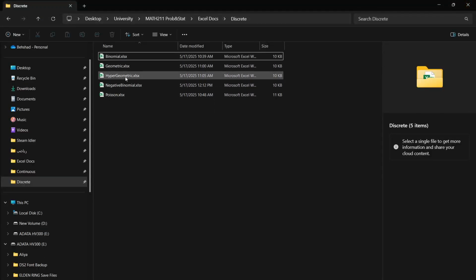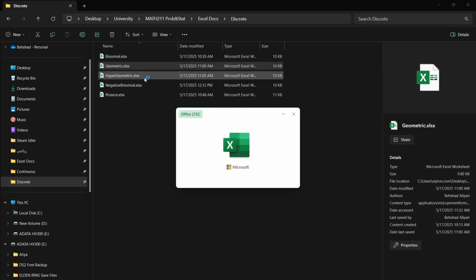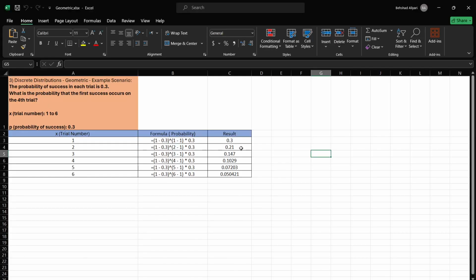We could also try geometric, hypergeometric, or negative binomial. I'm just going to go through them very fast. This question asks, the probability of success in each trial is 0.3. What is the probability that the first success occurs on the fourth trial? So our x equals 1 through 6, and our p is 0.3. So we have 1 to 6, and we also need the formula for it.